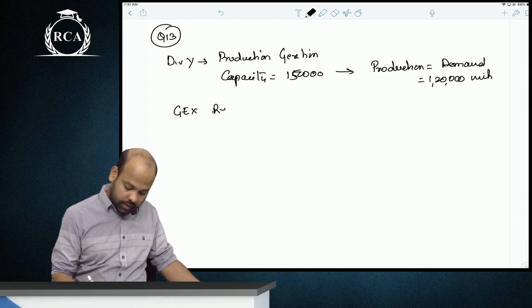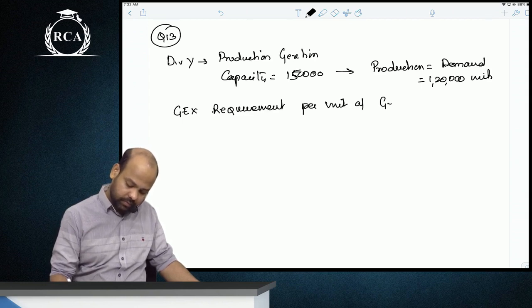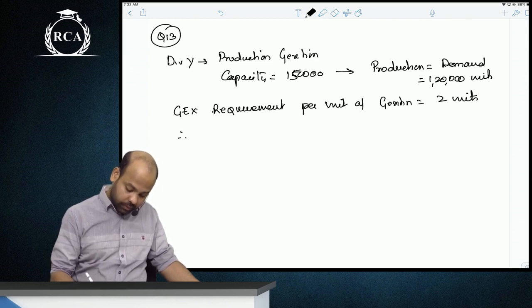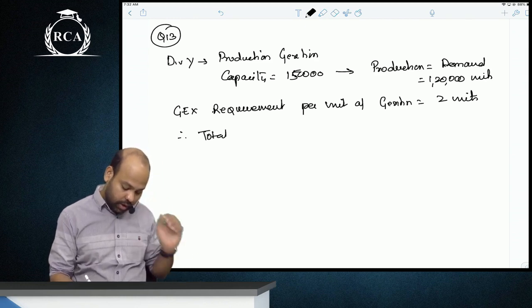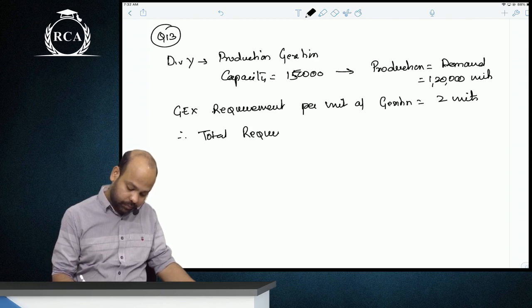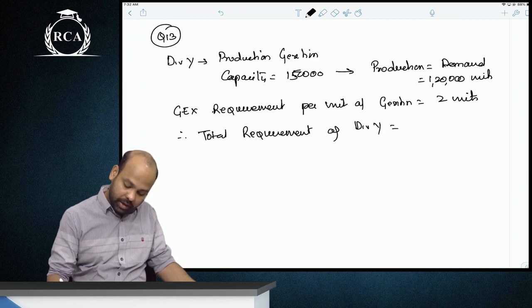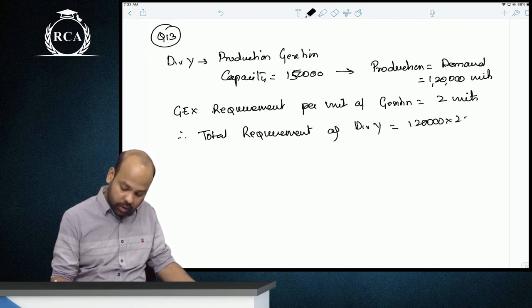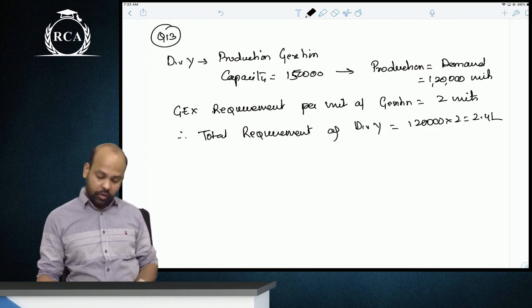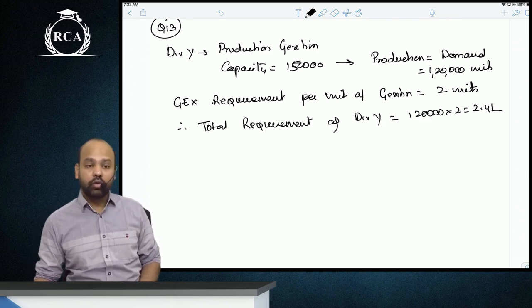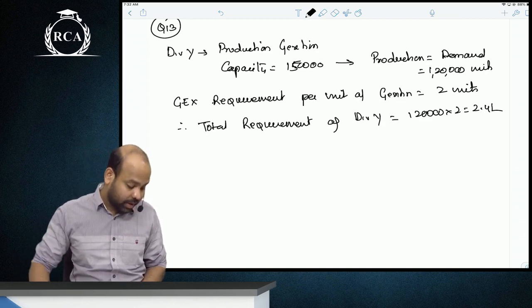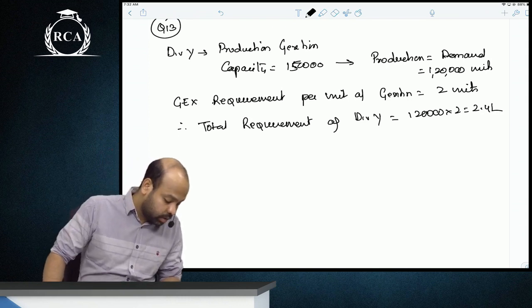The GX requirement per unit of Jextin is 2 units. Therefore, the total requirement of division Y would be 1,20,000 into 2, which is 2,40,000. This would be the total requirement.